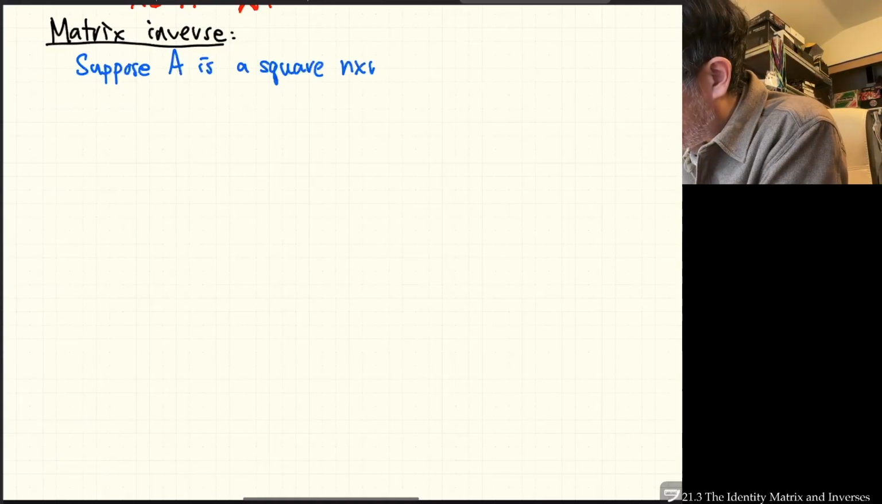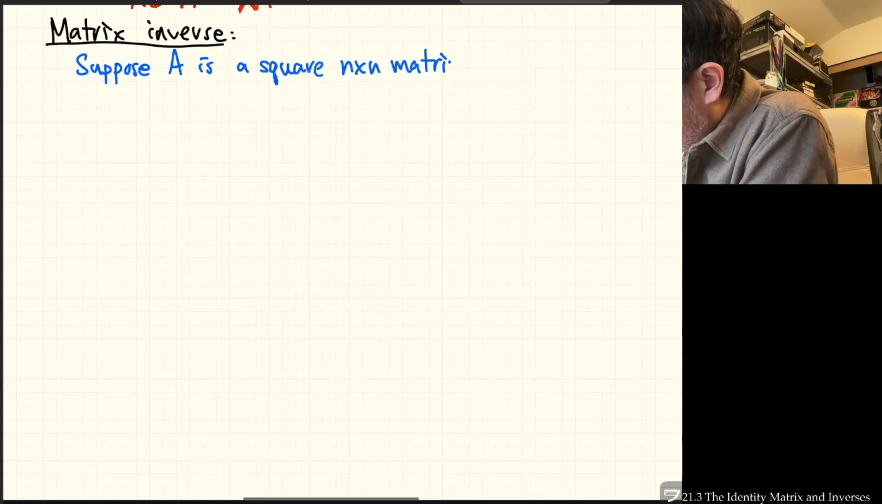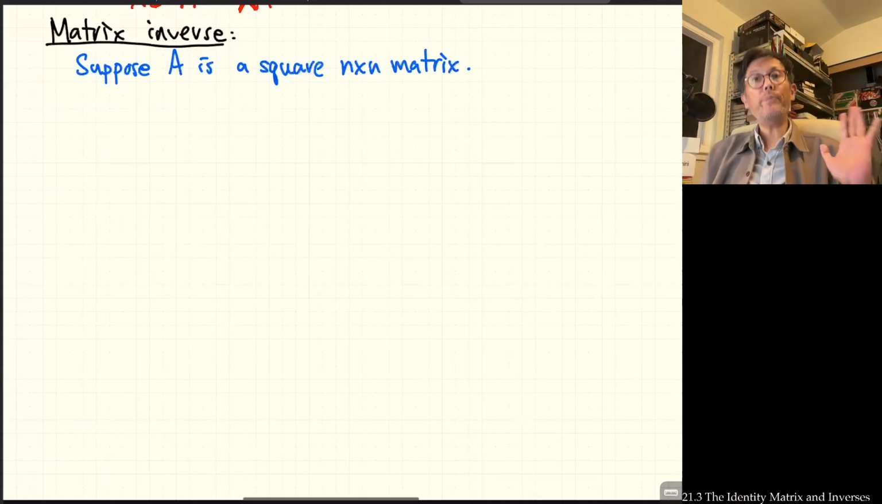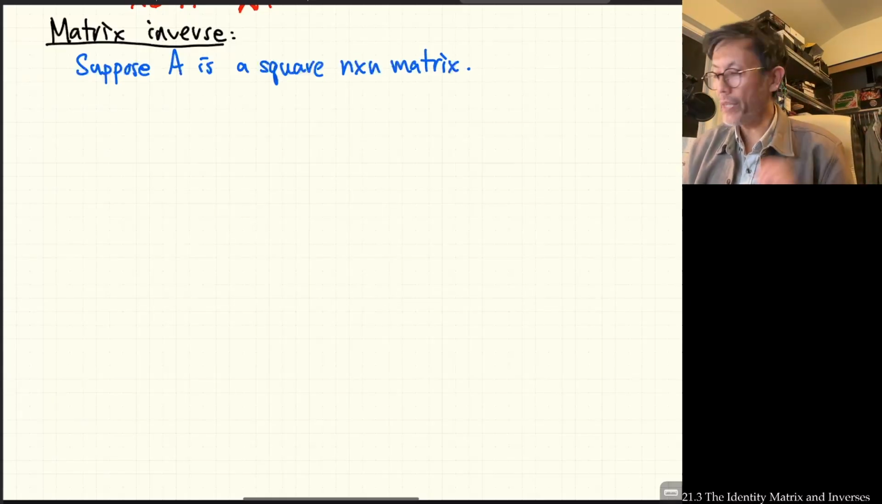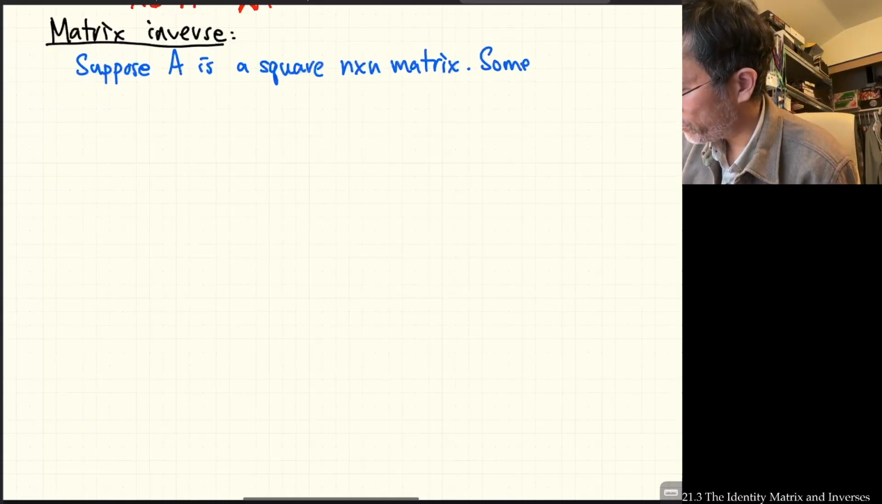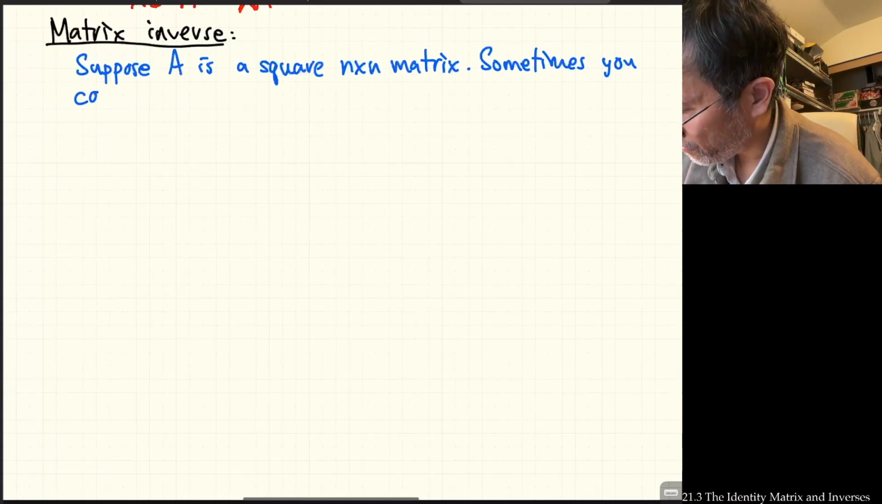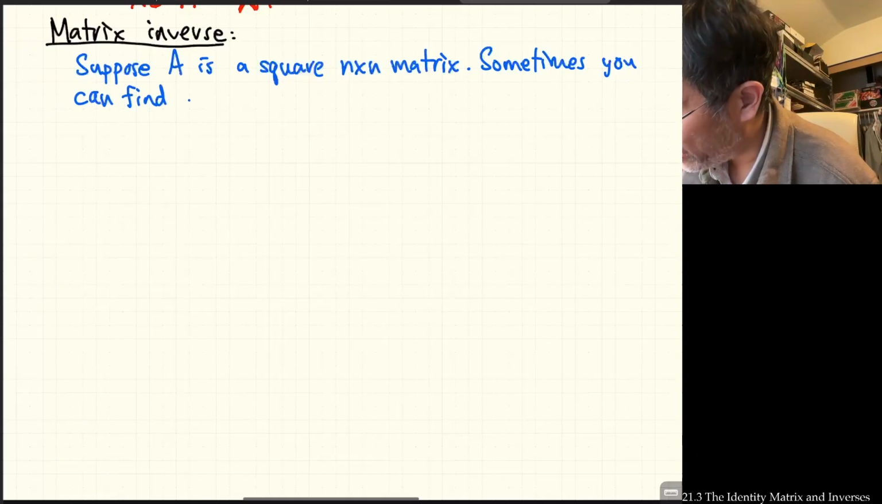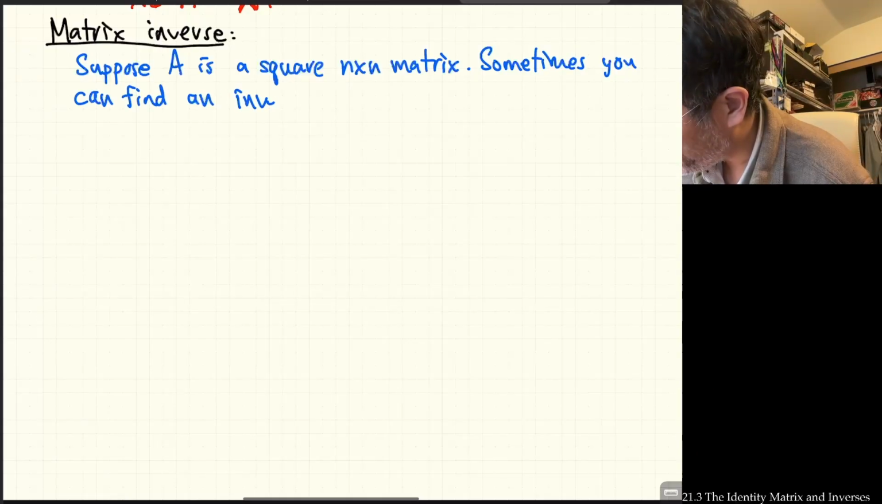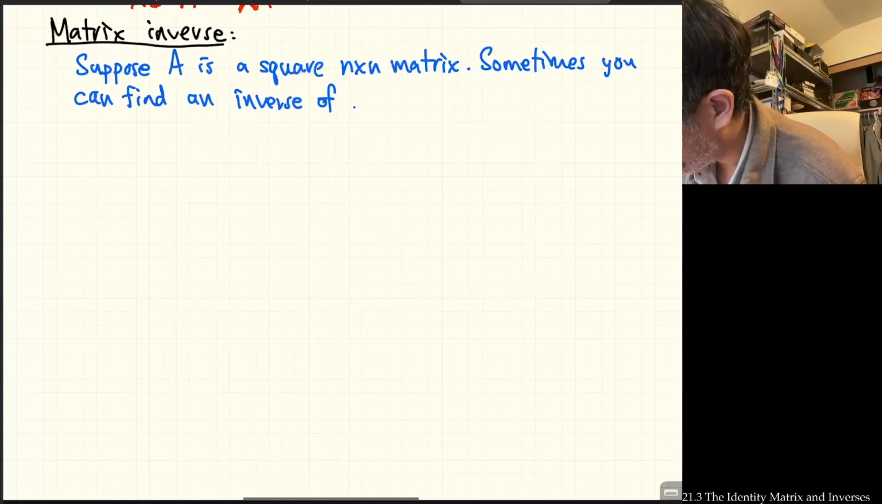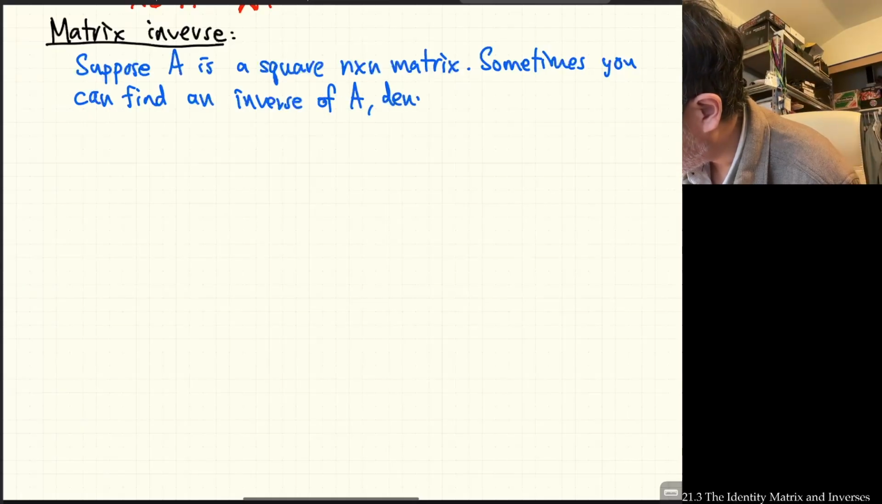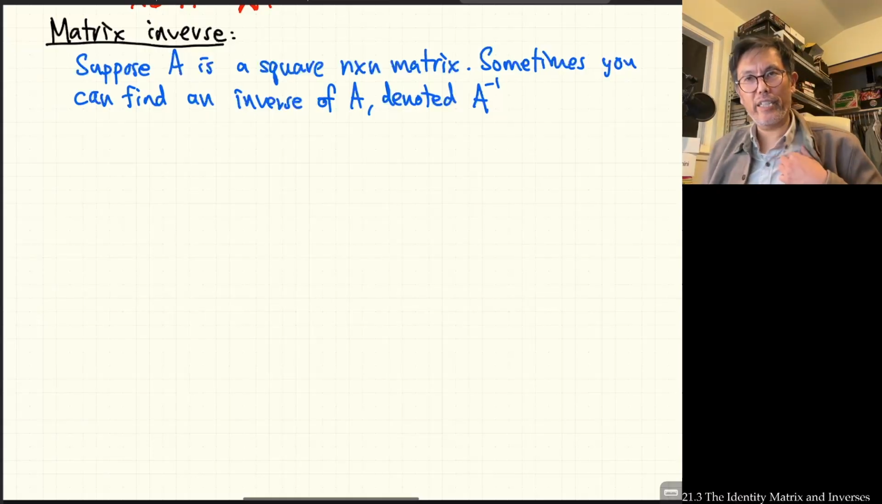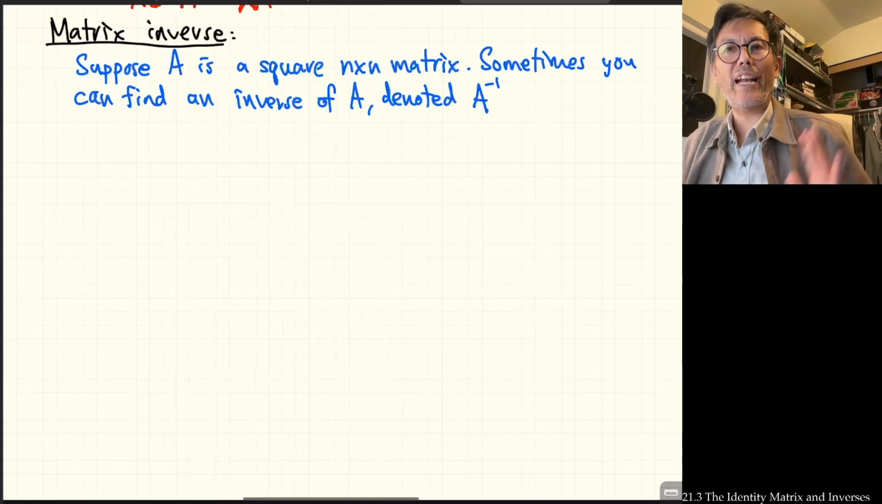Square n by n matrix. Okay. Then sometimes, not always, you can find an inverse of A, which we denote A inverse. Now, I know that looks exactly like A to the power of negative 1, but everybody in the world pronounces that A inverse.